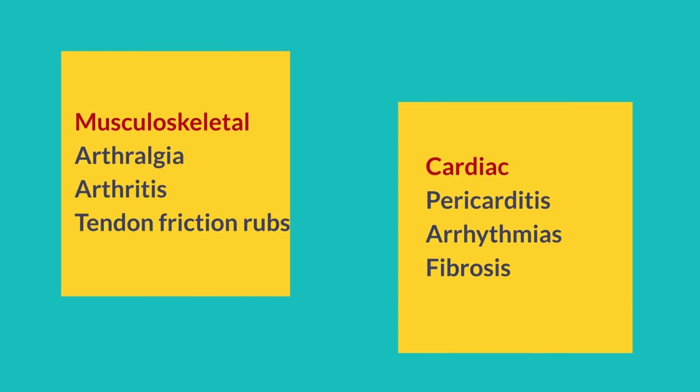The musculoskeletal system often manifests as arthralgia and, potentially, arthritis impacting daily function. Another distinctive sign is tendon friction rubs, which indicate underlying tissue changes.